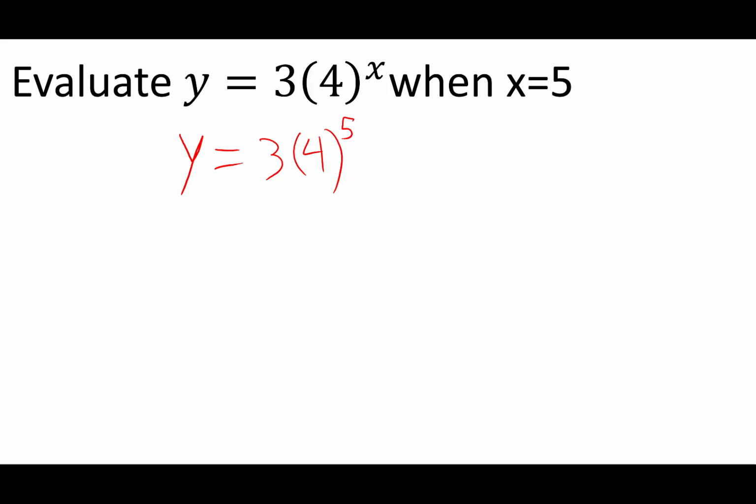gives me 1024. And then I'm going to times that by 3. So we get y is equal to 3072. And that's all there is.